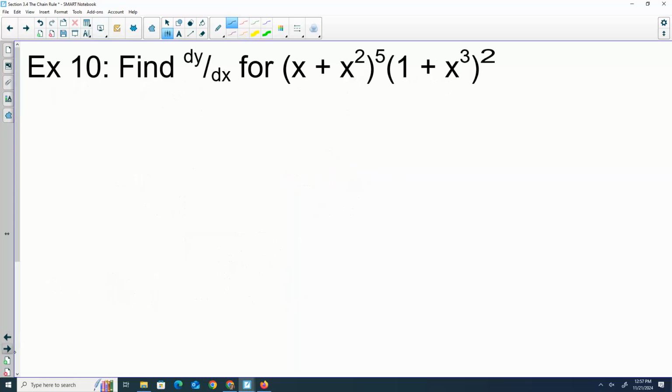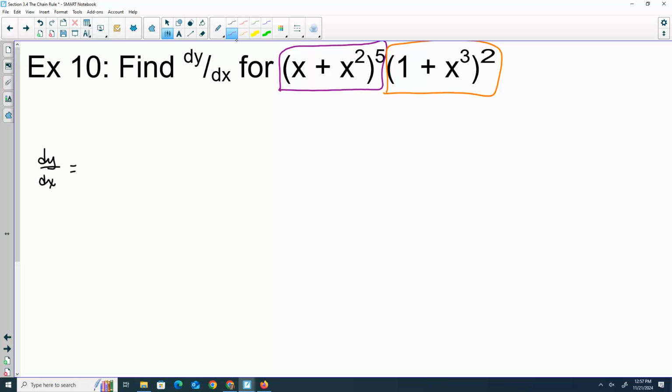Last problem of the day. Am I gonna have to product rule? We have to do product rule. Okay. We have two things. We have this one. We have this one. So if they're being multiplied, we have to do product rule. Derivative of the first one.